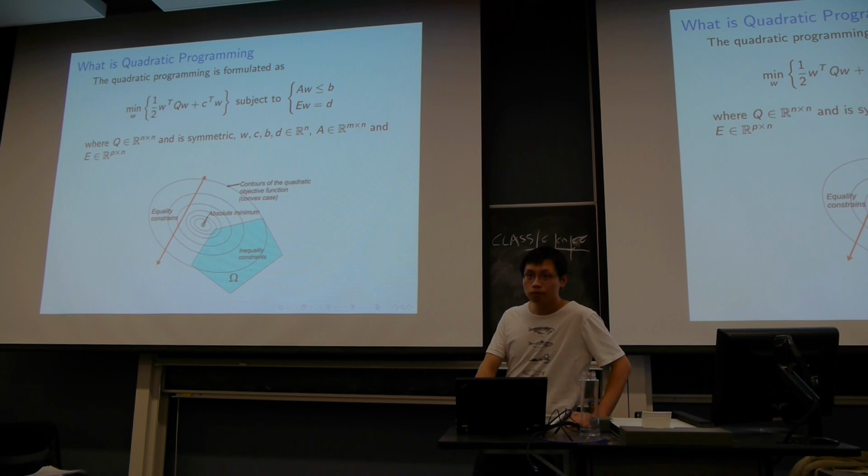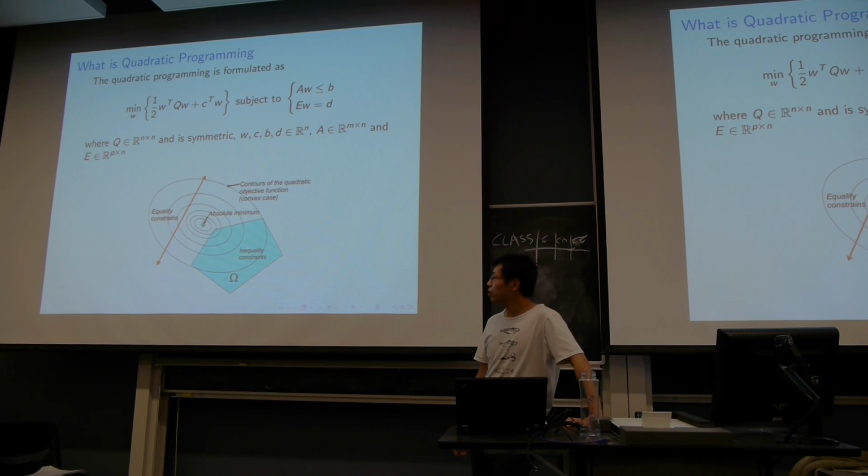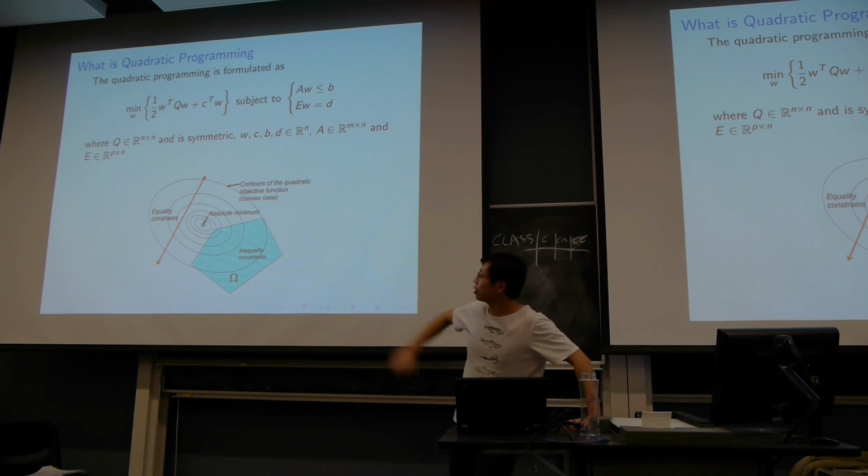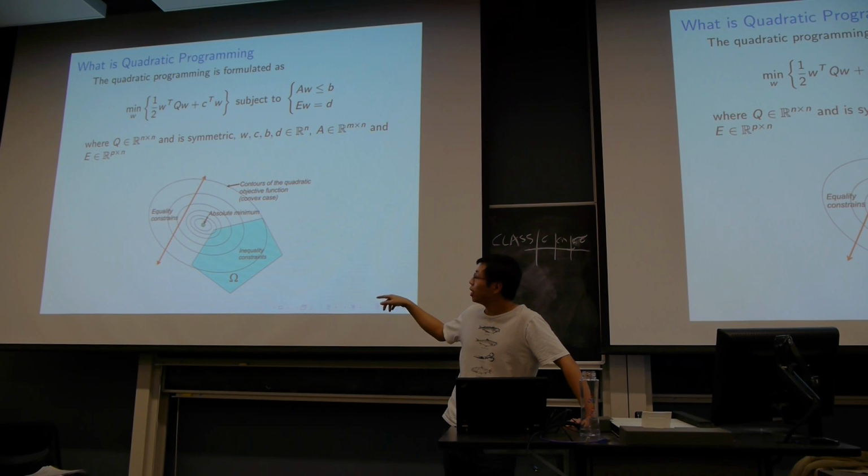Now here is an example. It's a two-dimensional problem, and the ellipses here are the contours of the objective function. If it's convex, the quadratic term's contours are always ellipses, on high dimensions ellipsoids, on three dimensions a ball. And the center is the minimizer. And the cyan area omega here is the feasible area of the inequality constraints.